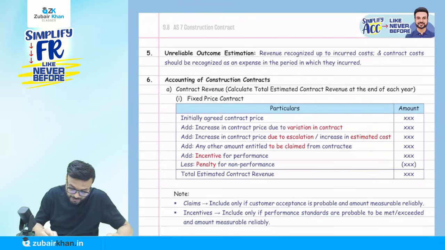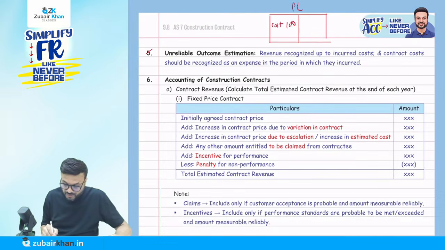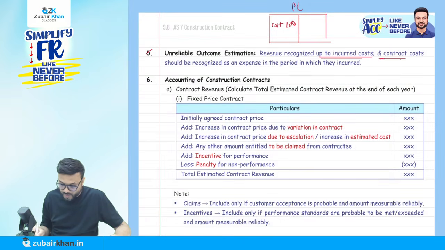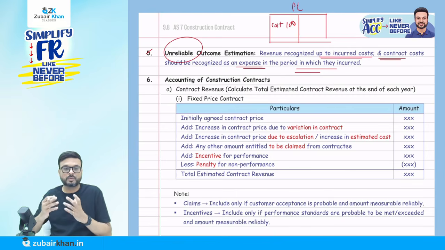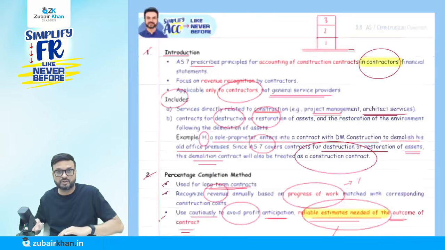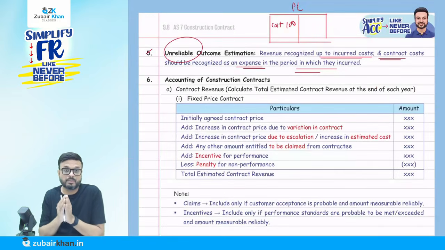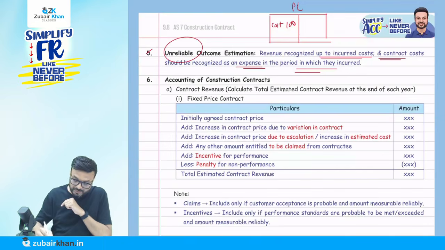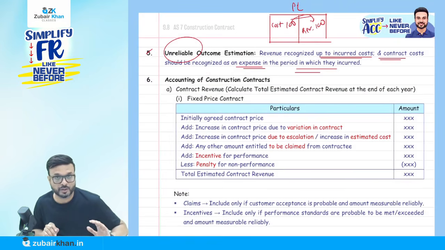So what does it mean? Suppose this is my profit and loss account of the contractor, and suppose my costs incurred are 100 crore that year. The revenue is recognized up to the cost incurred, and contract cost should be recognized as an expense in the period in which it is incurred. If I cannot make a reliable estimate of how much revenue or economic benefit will flow to me, or any of these conditions is not satisfied, then whatever cost we have incurred, the same amount will be recognized as revenue. So I will recognize the same amount of revenue, that is how much? The 100 crore. You got the point?